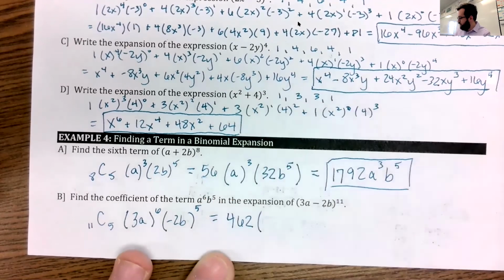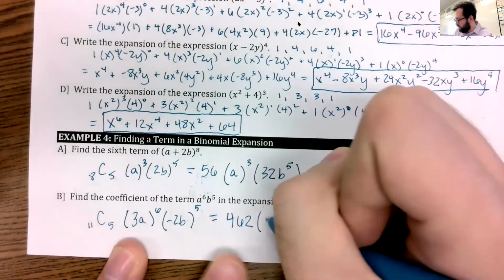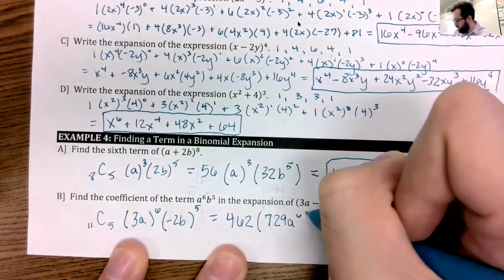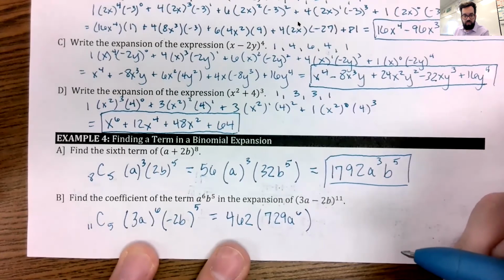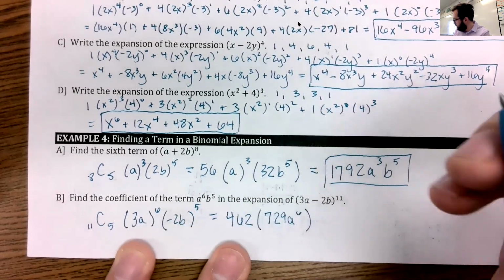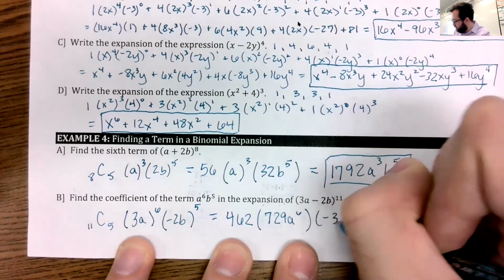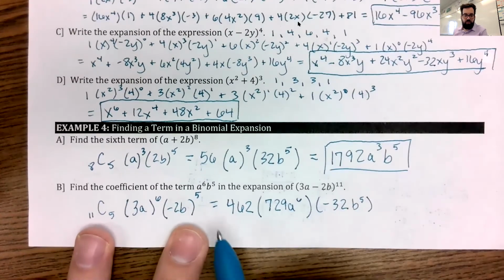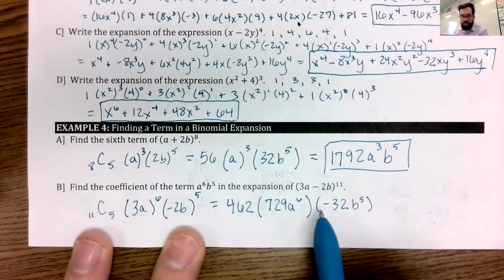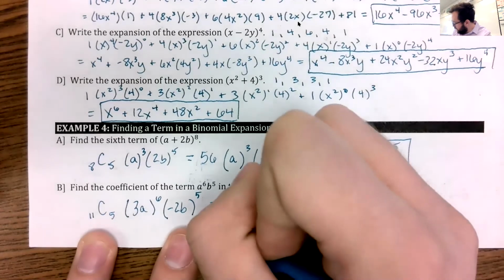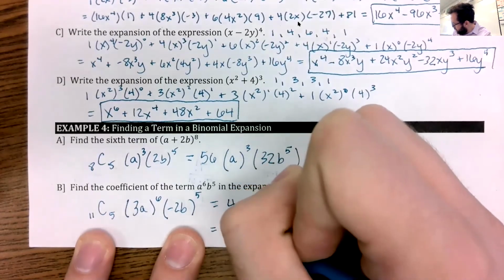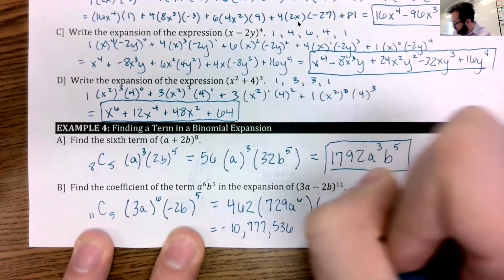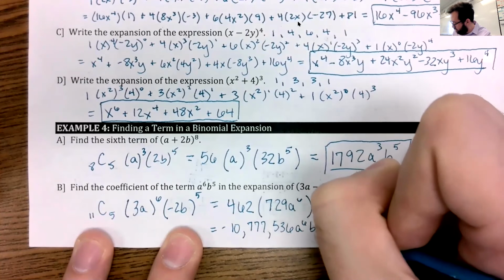462. 3a to the sixth is going to be 729 a to the sixth once we do 3 to the sixth power. -2 to the fifth is going to be -32 b to the fifth. And now we have to multiply 462 times 729 times -32, and we get -10,777,536 a to the sixth, b to the fifth.